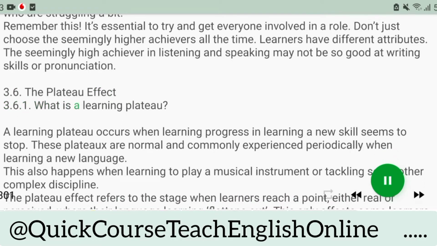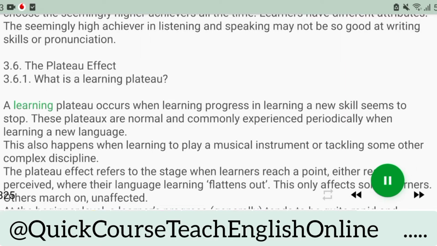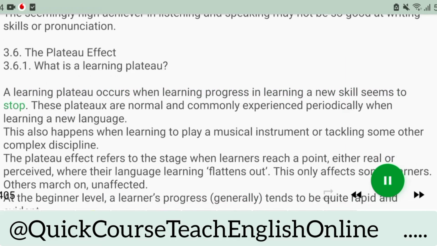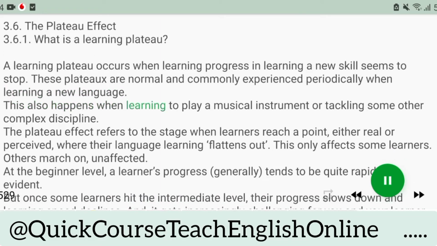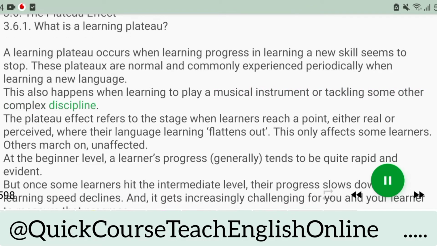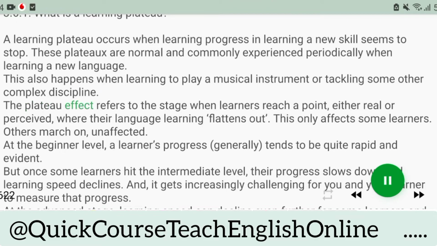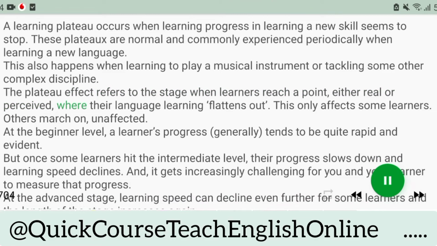3.6. The plateau effect. 3.6.1. What is a learning plateau? A learning plateau occurs when progress in learning a new skill seems to stop. These plateaux are normal and commonly experienced periodically when learning a new language. This also happens when learning to play a musical instrument or tackling some other complex discipline. The plateau effect refers to the stage when learners reach a point, either real or perceived, where their language learning flattens out. This only affects some learners.